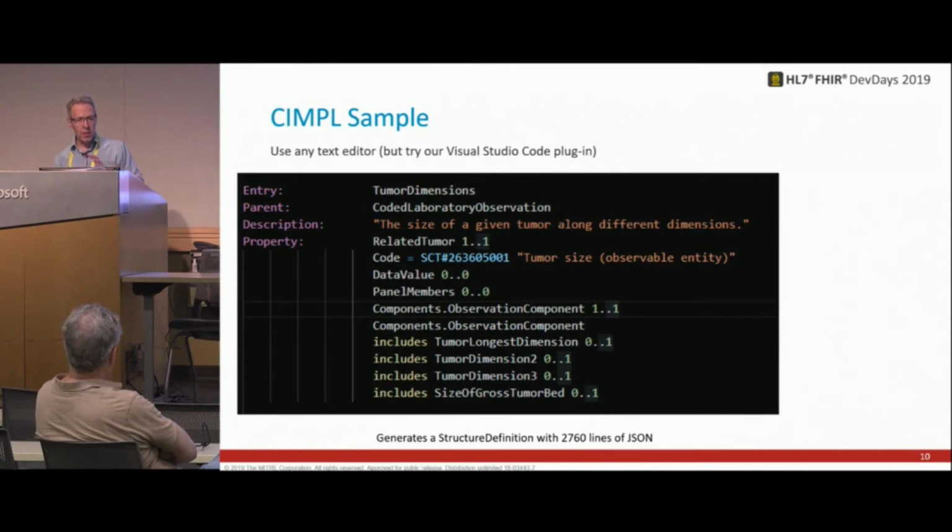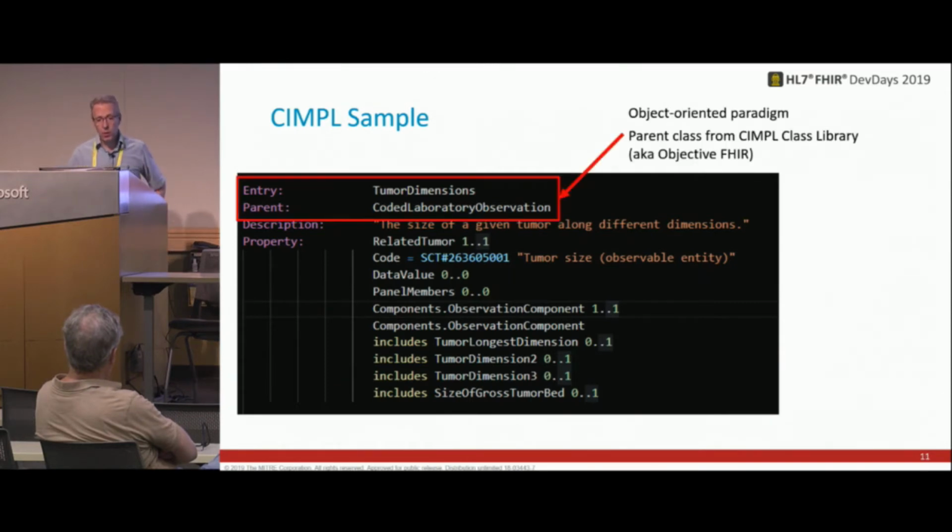This is an example which is pretty easy to follow. It's just the dimensions of a tumor, okay? So it's got length, width, and depth, right? And they're related to each other. There's also this other thing called size of the gross tumor bed. When they excise a tumor, do a biopsy or a surgery, that's the size around the tumor. So I'm going to walk you through that, and this is the description of this relatively complex thing.